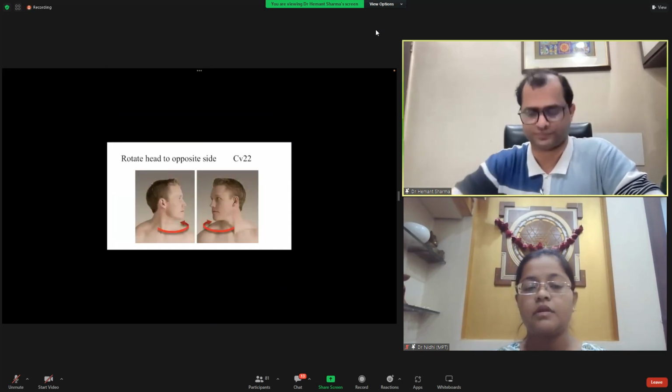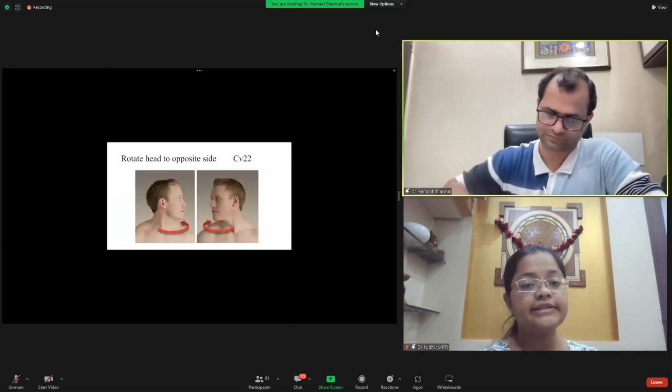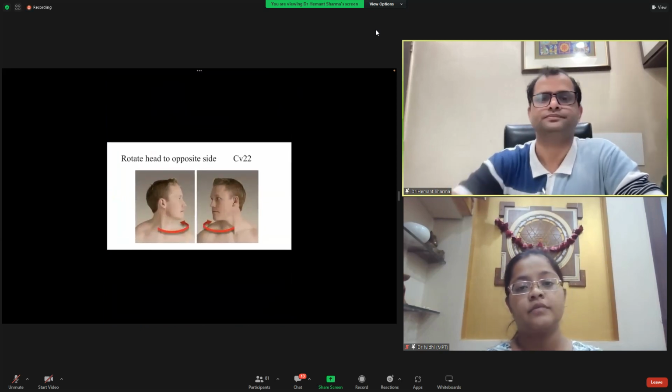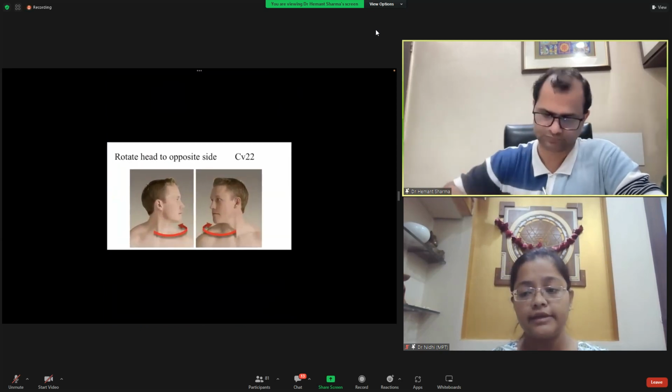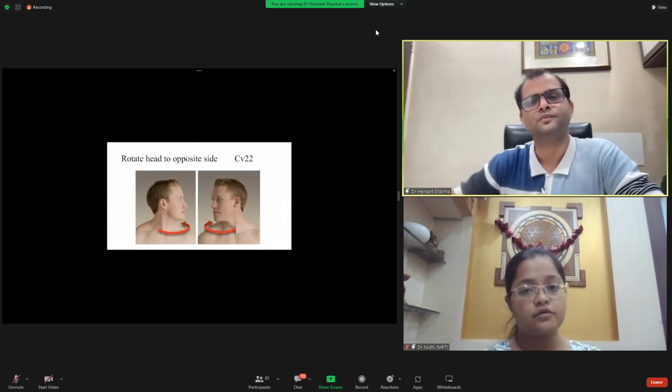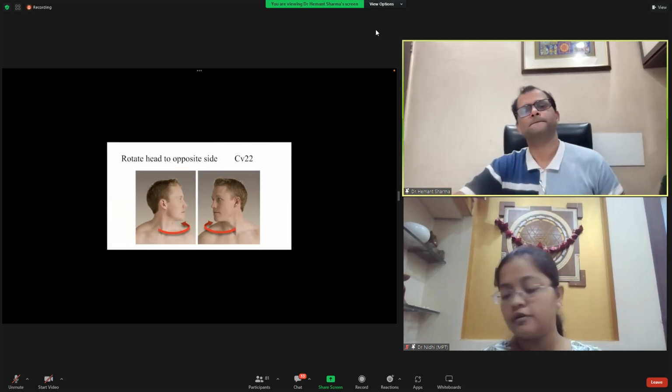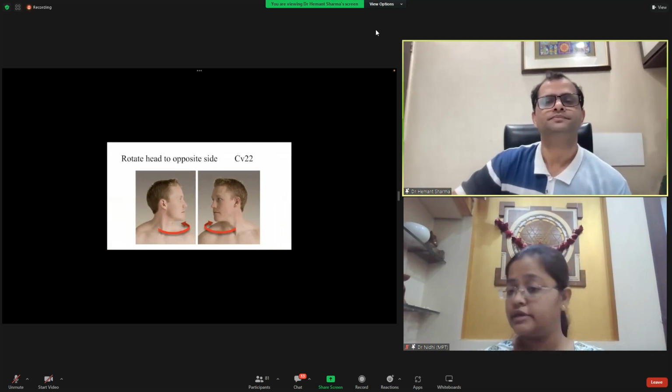Okay, start. So rotate the head to the opposite side. Rotation of the head to the one side. Okay. So this is the rotation of the head to the opposite side.